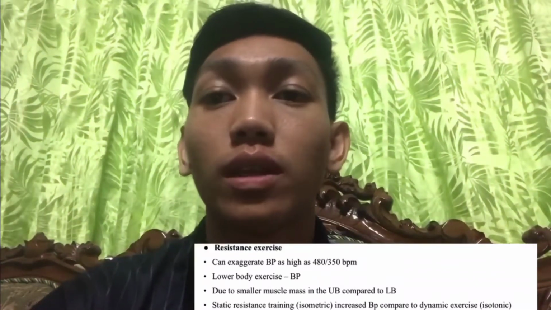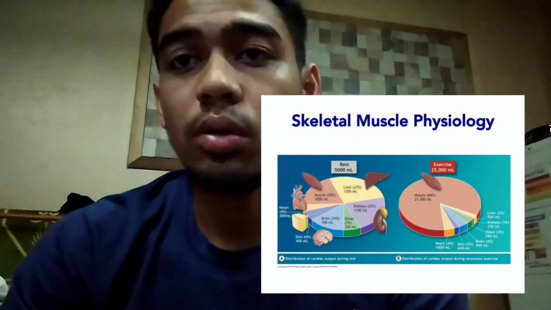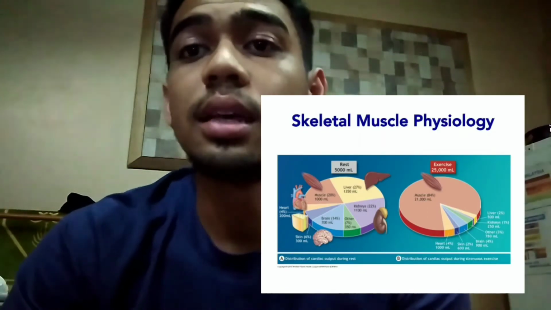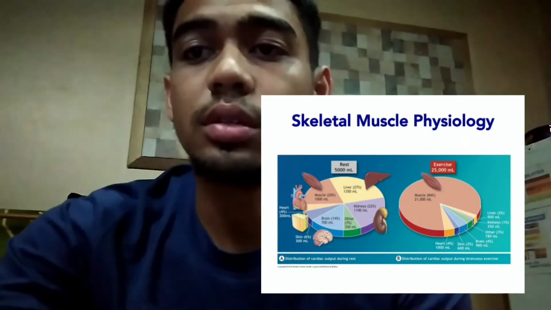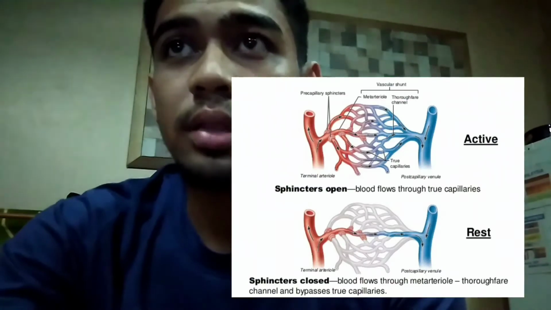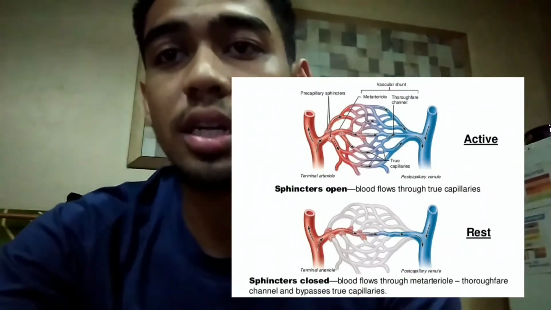Blood flow in the cardiovascular system. Cardiac output at rest is 5,000 milliliters, while during exercise it is 25,000 milliliters. Most of the blood goes to the muscle. The blood flow pattern change in the transition from rest to exercise is called vascular shunt.